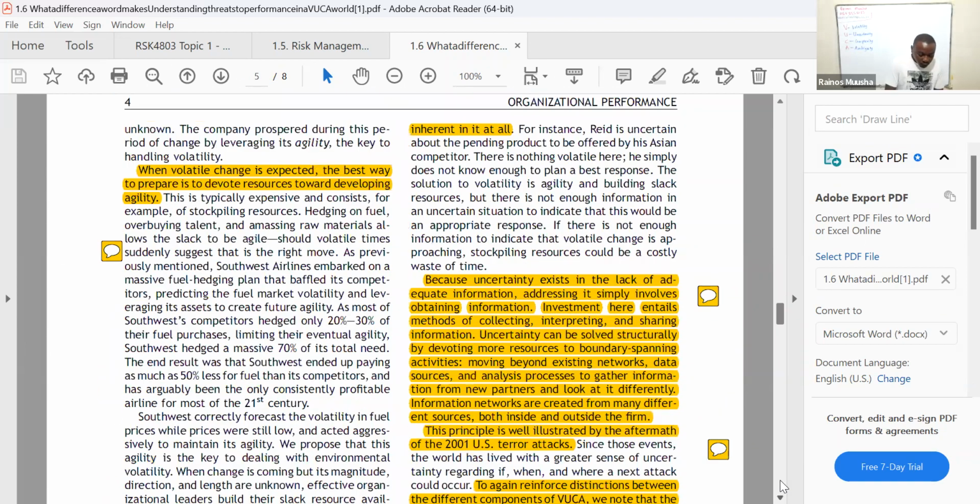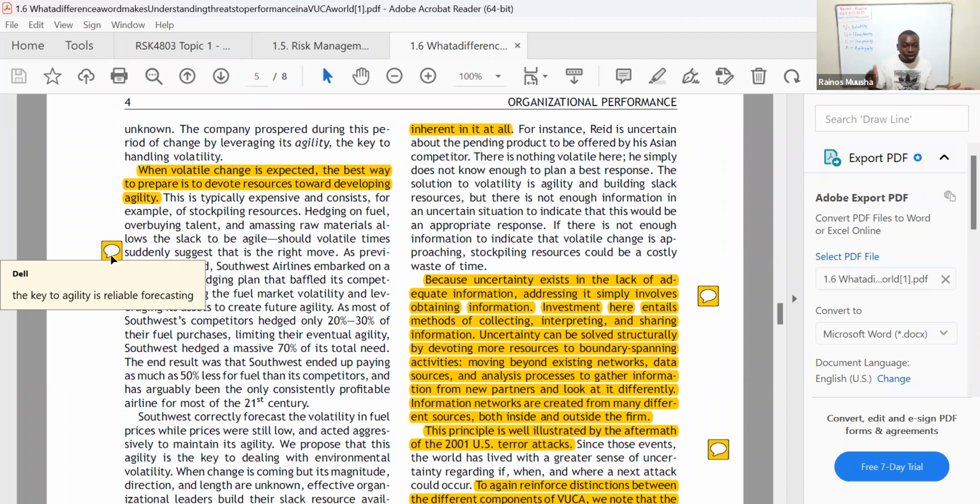Then they also say, when volatile change is expected, the best way to prepare is to devote resources towards developing agility. So which means in this case, whenever you're facing a situation that is considered to be volatile, you need to ensure that your organization is agile enough to be able to mitigate the effects of a volatile situation. The key to agility is reliable forecasting, which means for an organization to be agile enough, you need to run different scenarios.